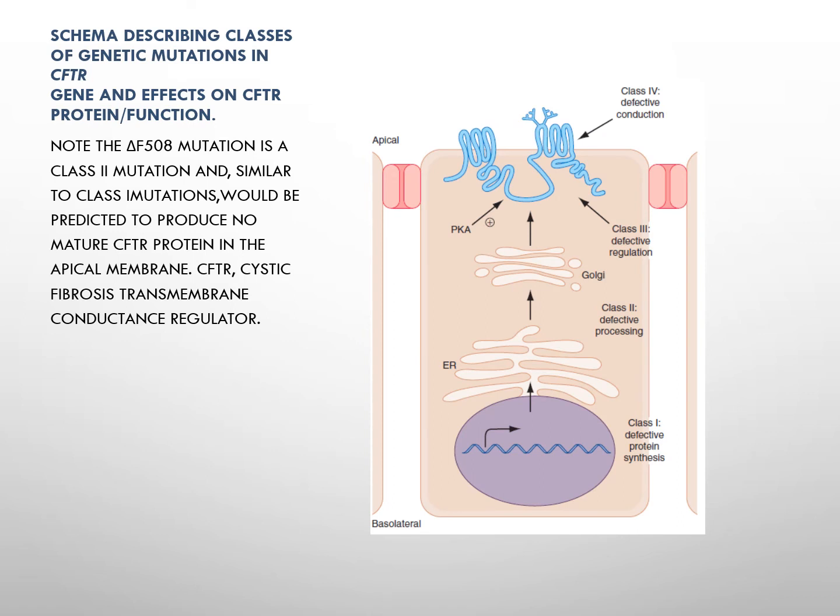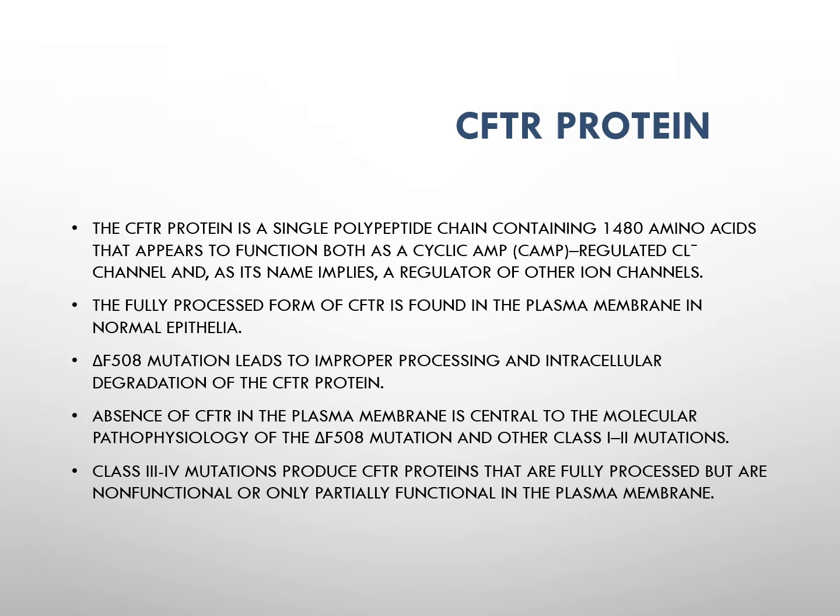Here you see a schema describing classes of genetic mutations in the CFTR gene and their effect on CFTR protein function. The CFTR protein is a single polypeptide chain containing 1,480 amino acids that appears to function both as a cyclic AMP regulated Cl channel and, as its name implies, a regulator of other ion channels. The fully processed form of CFTR is found in the plasma membrane in normal epithelia.